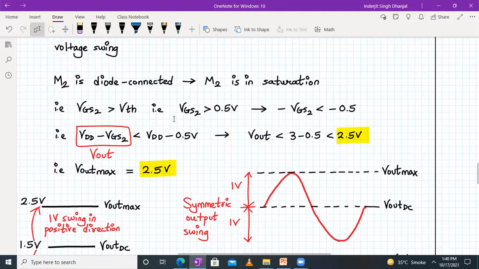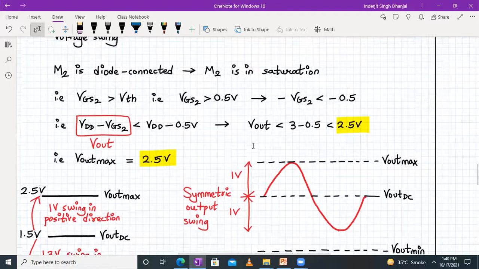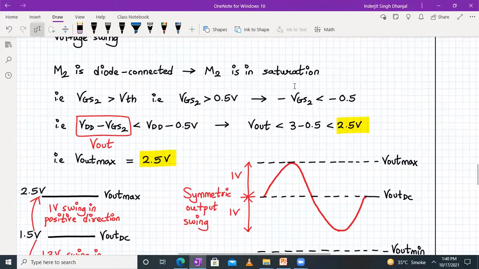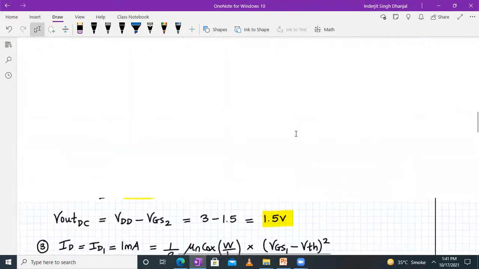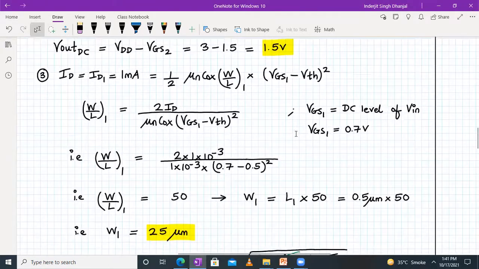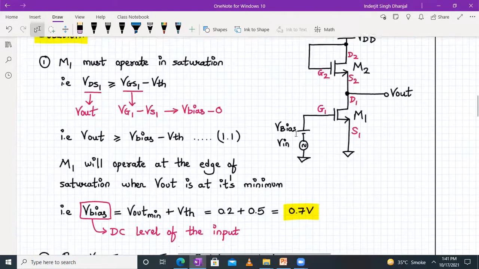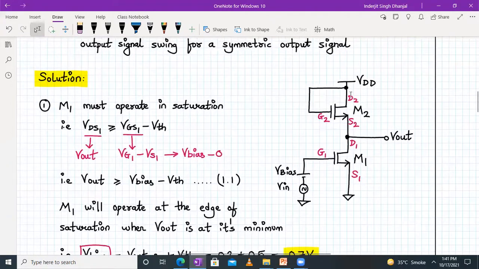VTH is 0.5, right? So if VGS2 is greater than 0.5, then minus VGS2 is less than minus 0.5, correct? Now we just add VDD to both sides. So we get VDD minus VGS2 less than VDD minus 0.5, correct? And what is VDD minus VGS2? Let's go back to the diagram over here. We have said this before: VDD minus VGS2 is nothing but your V out value.